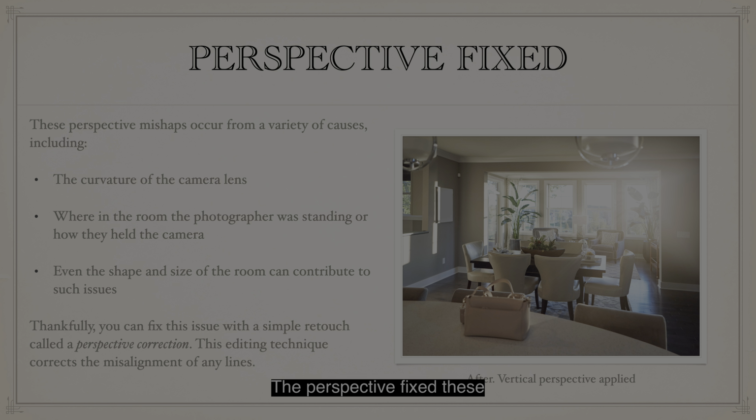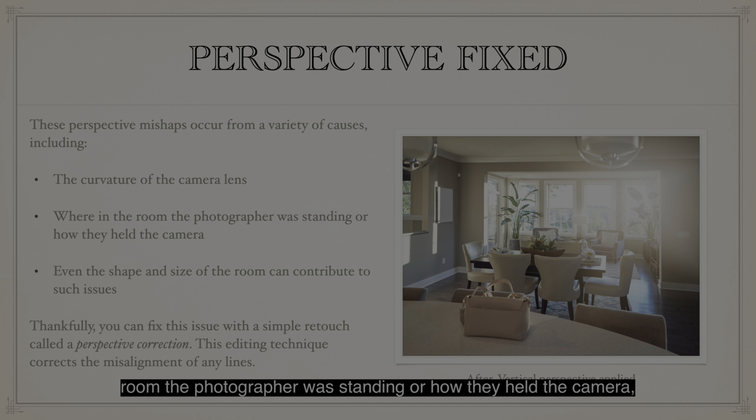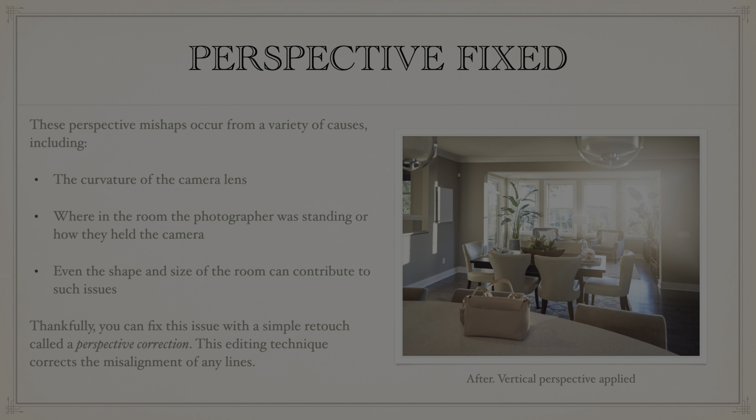The perspective fixed. These perspective mishaps occur from a variety of causes, including the curvature of the camera lens, where in the room the photographer was standing or how they held the camera. Even the shape and size of the room can contribute to such issues. Thankfully, you can fix this issue with a simple retouch called a perspective correction. This editing technique corrects the misalignment of any lines.